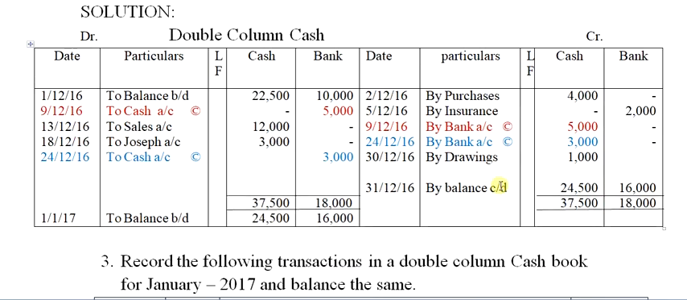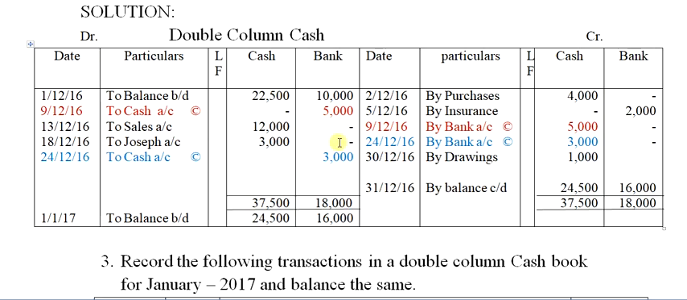So we have already considered it as cash here, because it was not deposited on the same day. To Joseph account 3,000 we considered as cash. Now the contra entry appears. 24/12/2016 by bank account. Contra entry, what is decreasing here? Cash is decreasing here. Automatically what increases? Our bank balance increases. 24/12/2016 to cash account, it is a contra entry. So what is increasing here? Our bank balance increases.